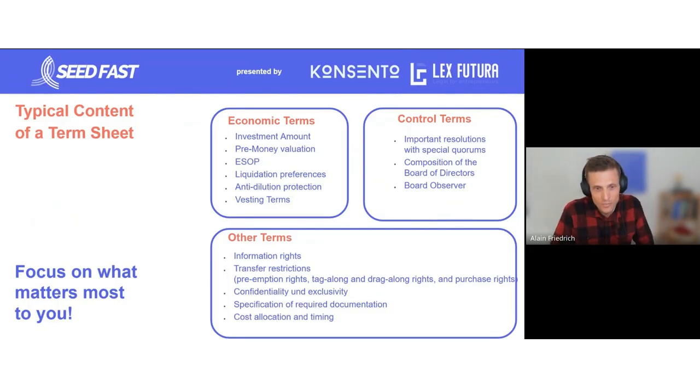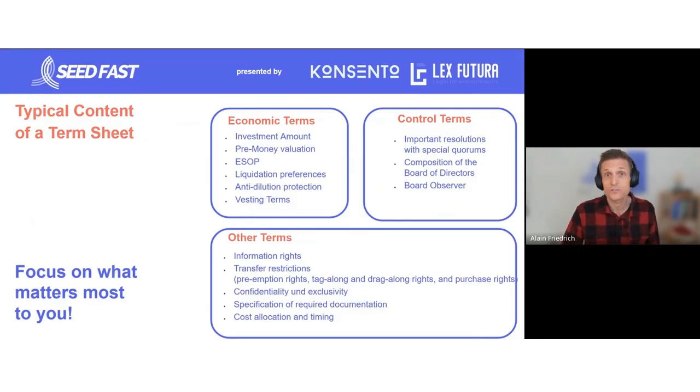Let's get to the ESOP. A portion of the shares is usually reserved for current and future employees, because it's quite rare that startups pay market salaries, so they need to have another incentive for employees. Usually when we talk about seed or pre-seed rounds, we see 5 to max 10, 15% ESOP.